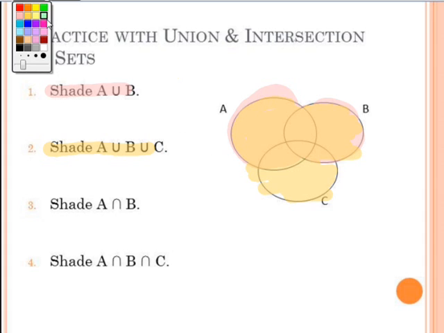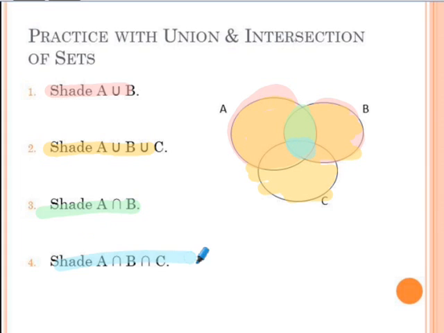A intersect B is just where they overlap. Just this part right here. Okay, so that's A intersect B. A intersect B intersect C is just the part in the very middle. It's where all three of them overlap.